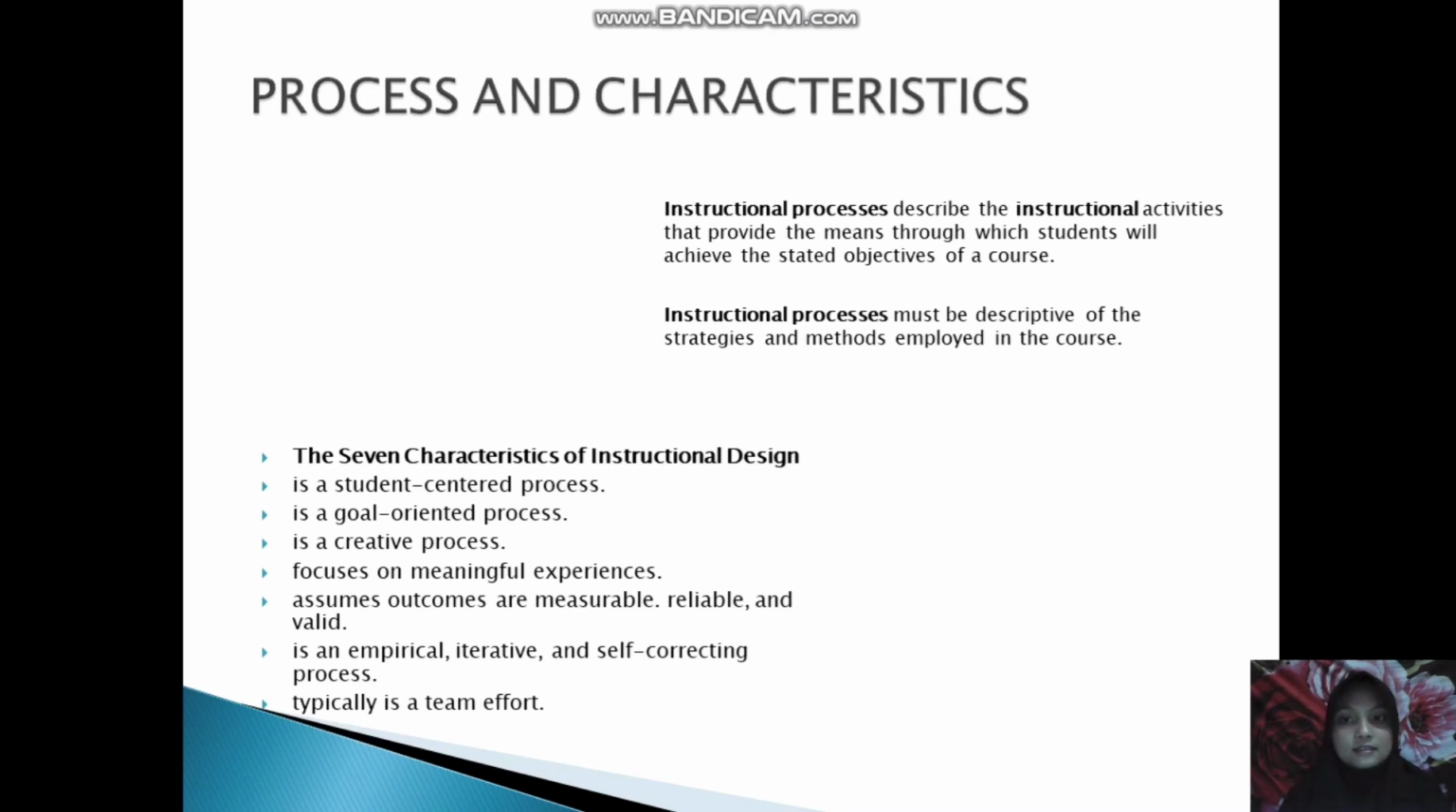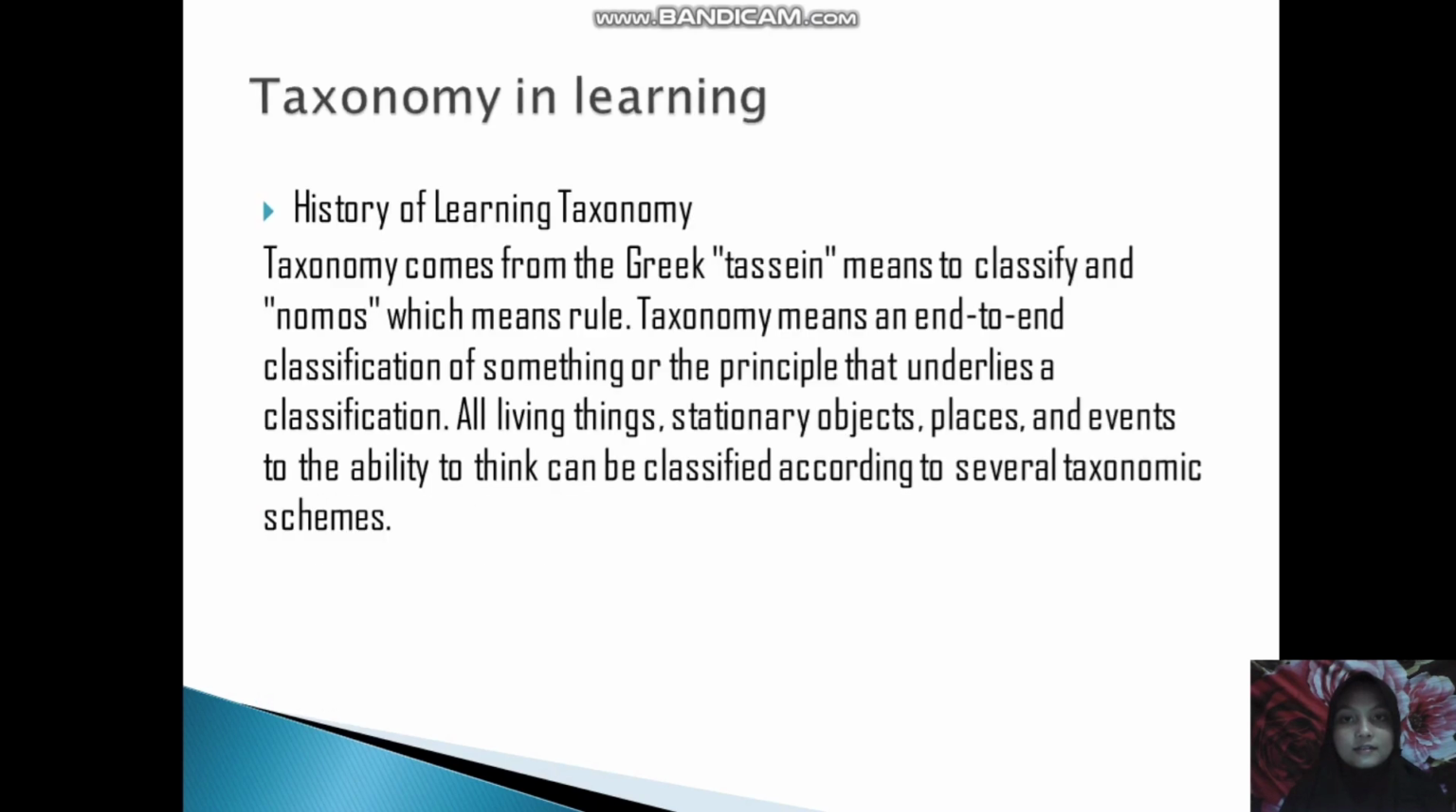Number 1 is a student-centered process, a goal-oriented process, a creative process focused on meaningful experience, assumes outcomes are measurable, valuable, and valid. Next is an empirical, iterative, and self-correcting process. And last, typically a team effort.